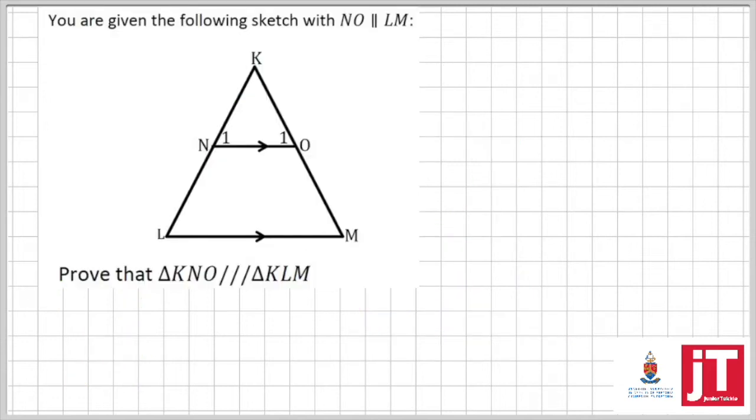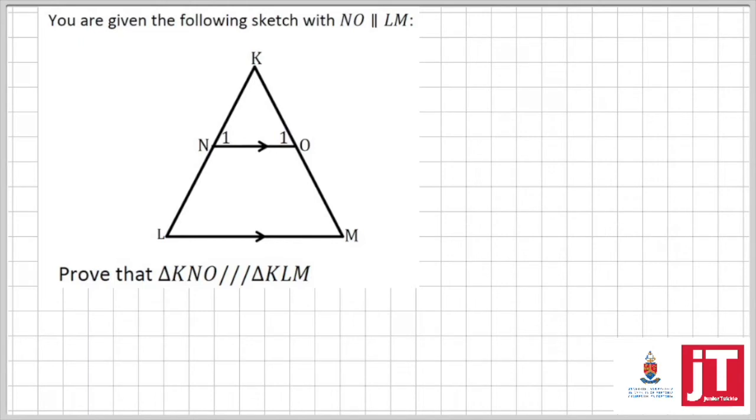In this specific example, it says you are given the following sketch with NO being parallel to LM. Prove that triangle KNO is similar to triangle KLM. There's two main ways of proving similarity. Either by showing 3 pairs of corresponding angles that are equal, or the sides must be in a ratio to one another. Now, I'm not going to look at sides being in ratio because I don't have nearly enough info about the length of the sides, but I'm going to try and look at the angles.